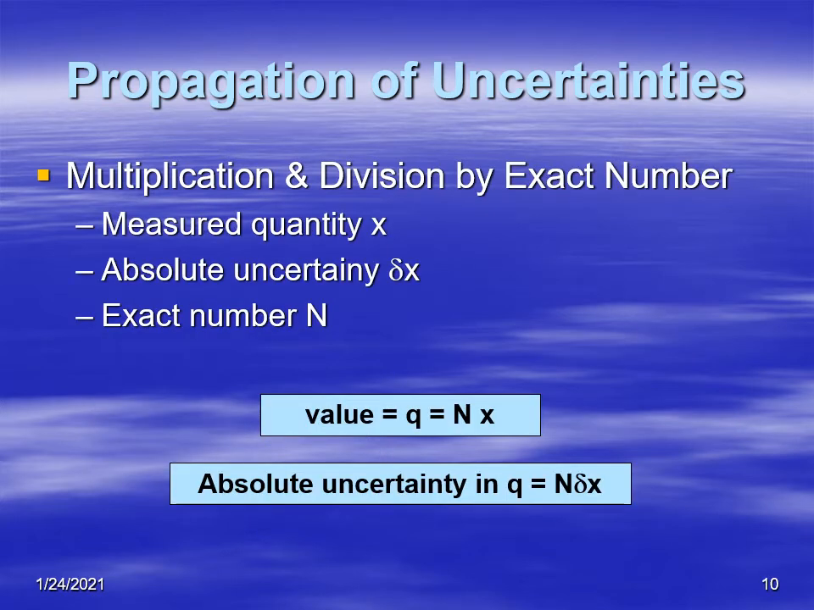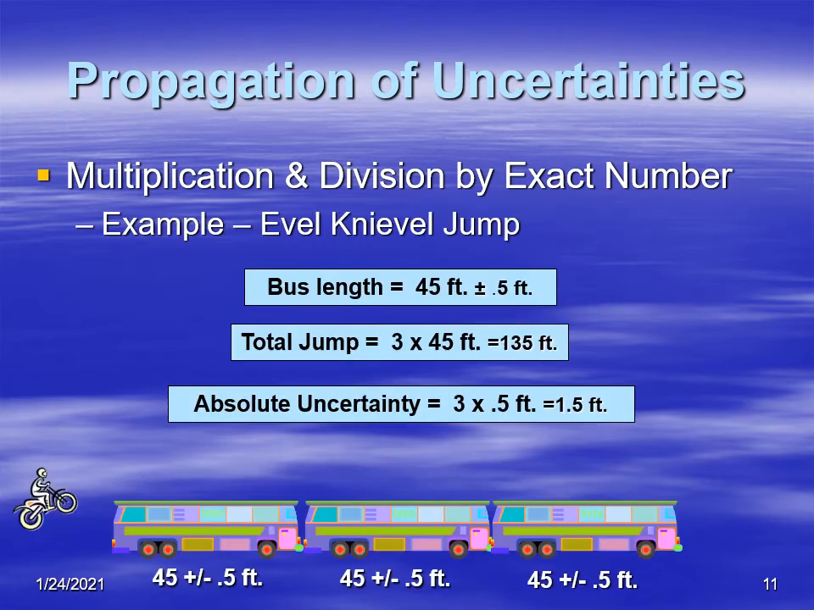There are other ways to propagate uncertainties depending upon the type of mathematical functions. If you're multiplying or dividing by an exact number, let's say you measure some value x and your uncertainty in your measurement is dx, and you need to multiply it by an exact number n, then your answer would be n times x, and your uncertainty would be n times dx. Let's look at an example.